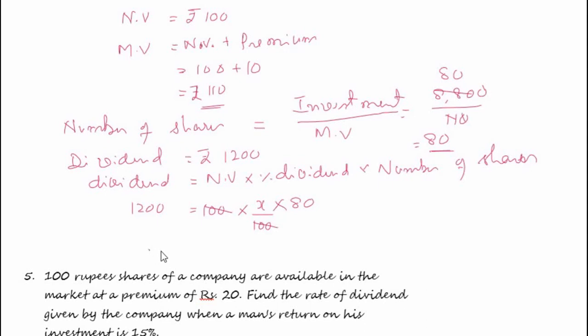So therefore X, that is dividend, is equal to 1200 divided by 80. 0 cancels here. 8 15 times. So it is 15%. So the dividend that the person got here is 15%.